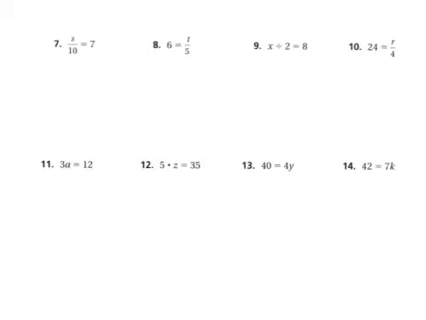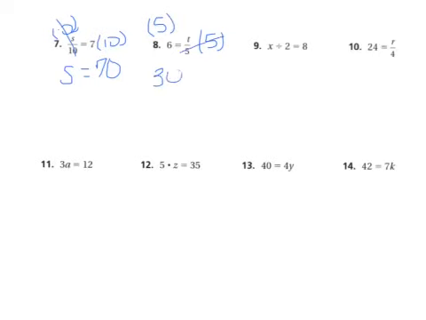Let's try some now. So on number 7, I want to get rid of the 10. Right now it's divide by 10. The opposite of divide by 10 is times 10. So I'm going to times 10 from both sides. My 10's cancel out, leaving me with s, and 7 times 10 is 70. Let's try this one. 6 equals t divided by 5. The opposite of divide by 5 is times 5. So I'm going to multiply each side by 5. My 5's cancel out. 5 times 6 is 30, so 30 equals t.